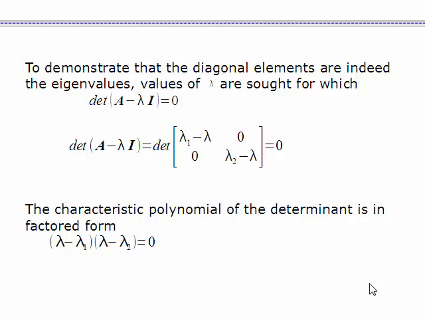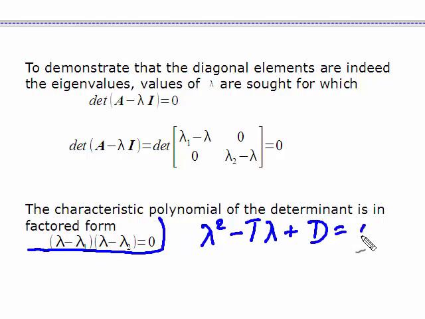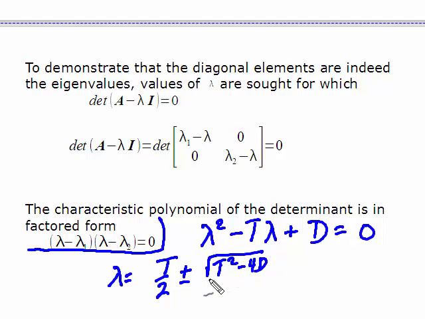So instead of solving it the obvious way, just because of how simple this situation is, let's look at that quadratic. In general, we know there's a characteristic polynomial that lambda has to solve, and it's going to look like this. This is a good review, even though we didn't really need it here. T is the trace of the matrix A, and D is its determinant. And then in general, the solutions would look like T over 2 plus or minus the square root of T squared minus 4D over 2.